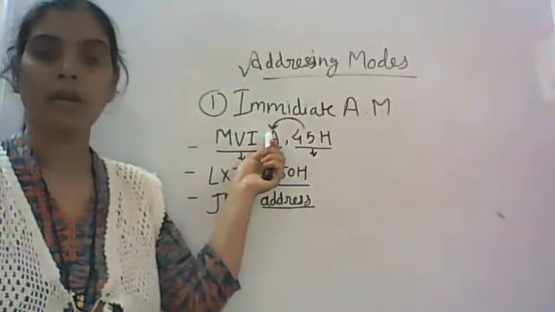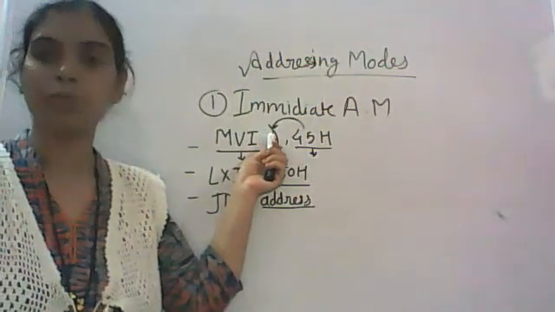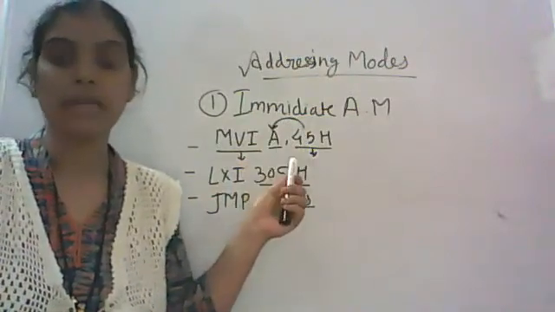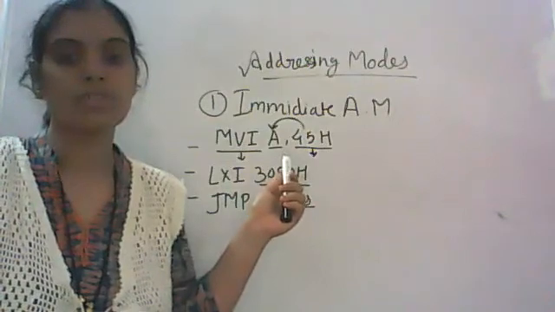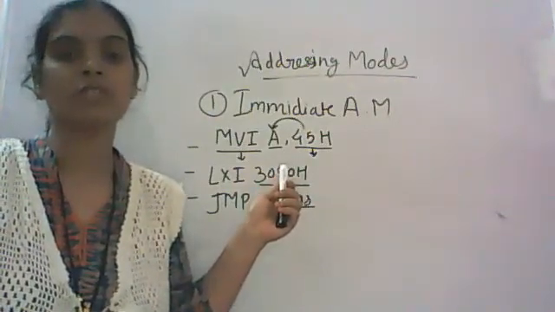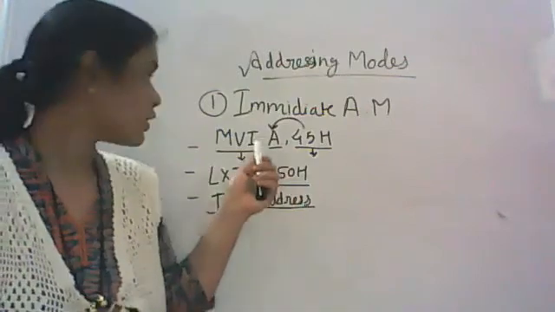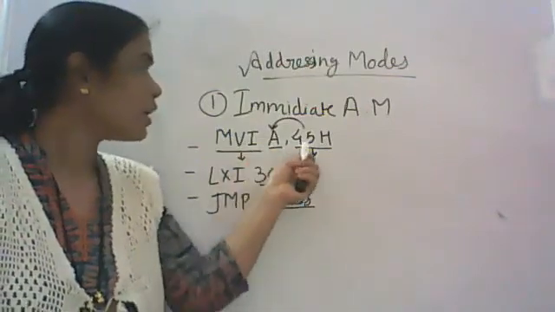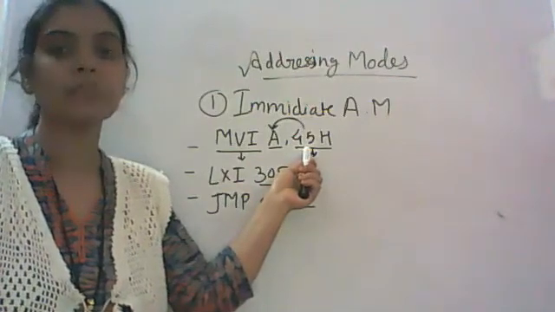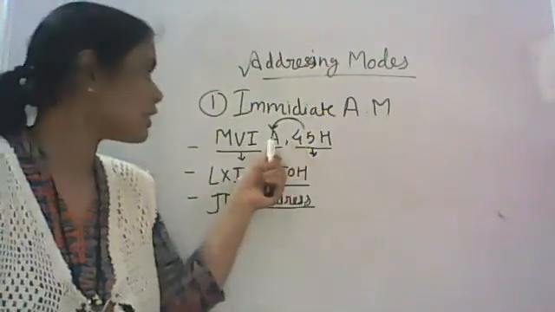See, I'm again repeating, immediate addressing mode. The source operand is always data. If the data is 8-bit, then the instruction will be 2 bytes. If the data is 16-bit, the instruction will be 3 bytes. See the first example, MVI A 45 hex. In this instruction, move data 45 hex immediately to the register A.